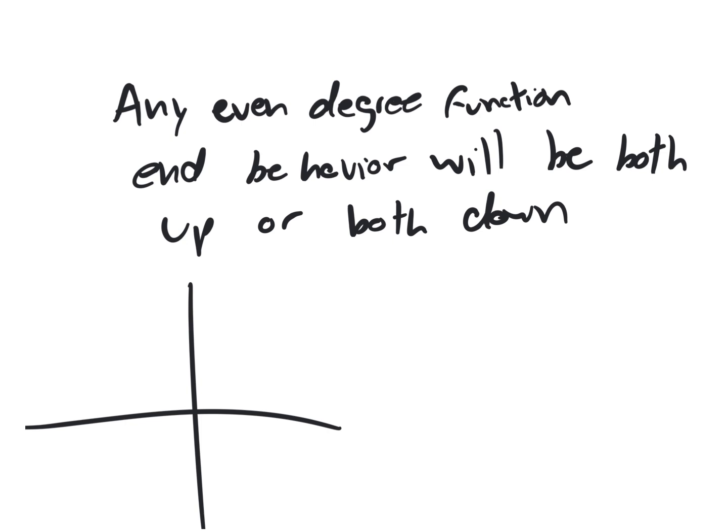And that makes sense because we know the easiest, most basic type of even degree function, which is a parabola. And how does a parabola end up? It ends up there and up there, right? Or negative, it would end up down here and down here. But the reality is, any even degree function is going to end up both up here or both down there. You're going to have both arrows up or both arrows down.